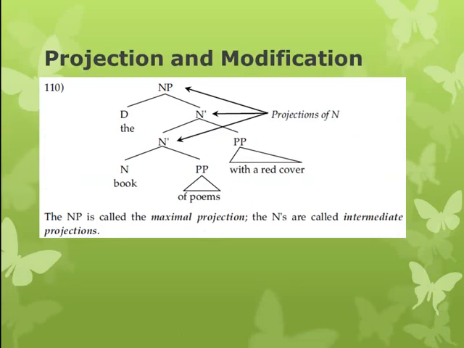Okay, now projections. In projections di sini kita lihat the noun phrase is called the maximum projection. Noun phrase ini adalah maximum projections. The N bar are called intermediate projections. Jadi ini adalah maximum projection, ini adalah intermediate projection.